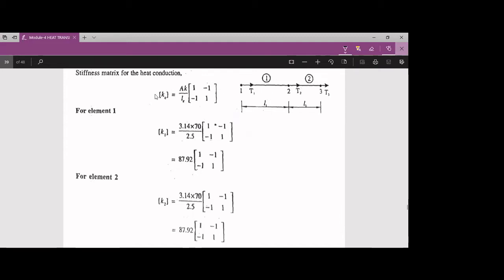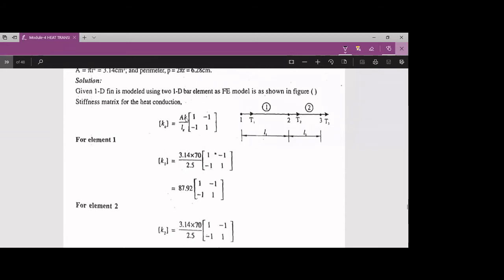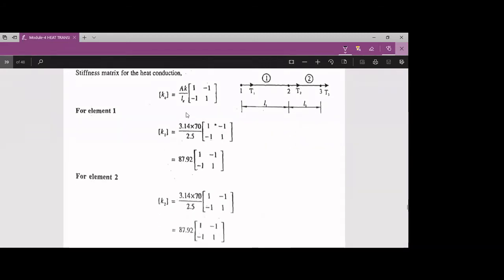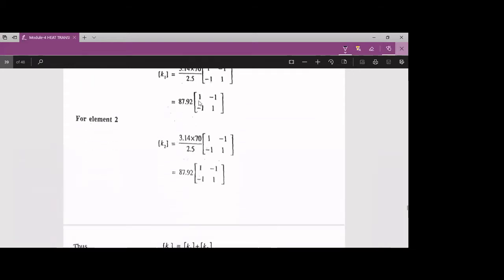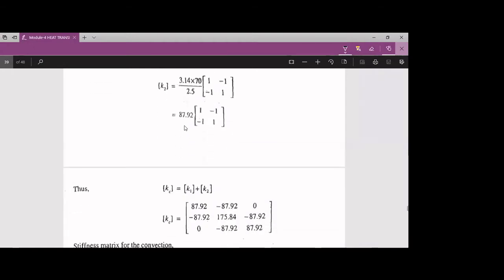and there may be chances of different materials also, but that will happen later in the composite case. Now, first consider the fin: there will be only the same material, 70, the conductivity of the material, and the area will be 3.14. The first element length is 2.5. Substituting these values, you get 87.92 [1 -1; -1 1]. This is the conduction matrix for the first element. Similarly for the second element, K2 is equal to 3.14 into 70 divided by 2.5 times [1 -1; -1 1]. As you substitute, again we get 87.92 [1 -1; -1 1].